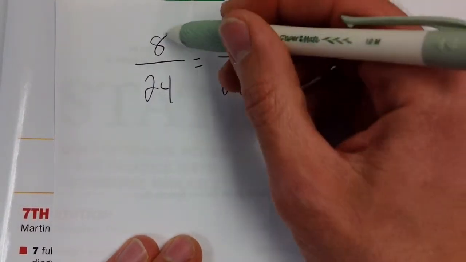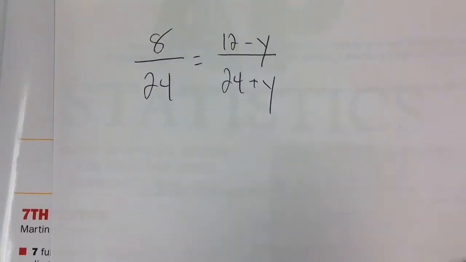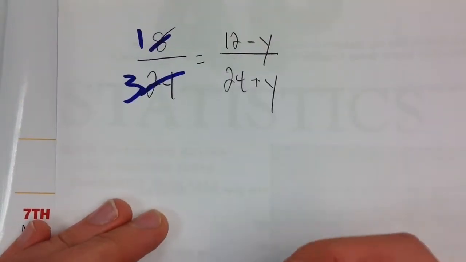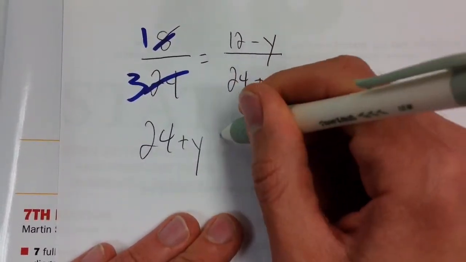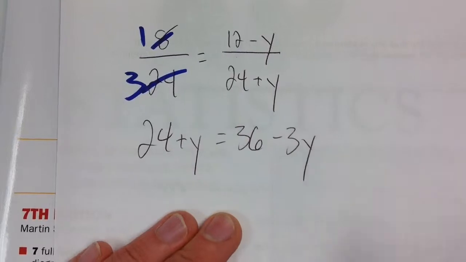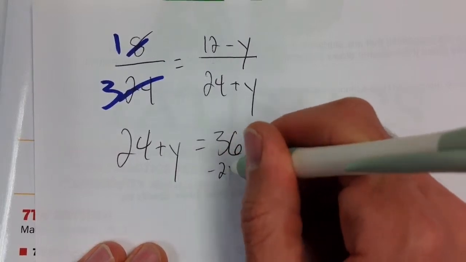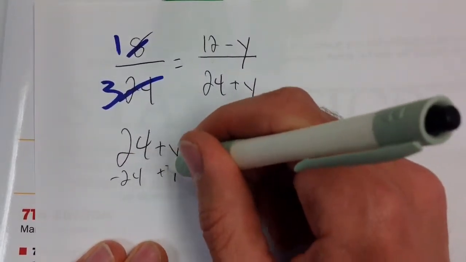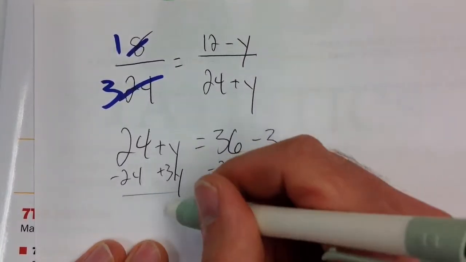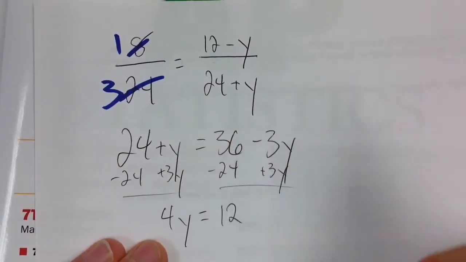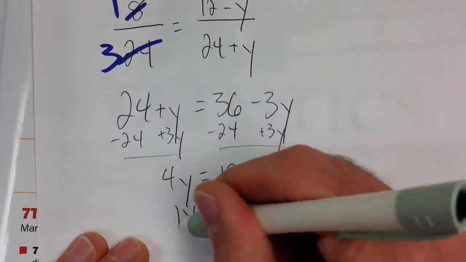Yeah, let's make the math easier by reducing this fraction. 1/3. Now cross multiply. Good. Keep going. And you get 4y equals 12. Good. y equals 3. Nice. Well done.